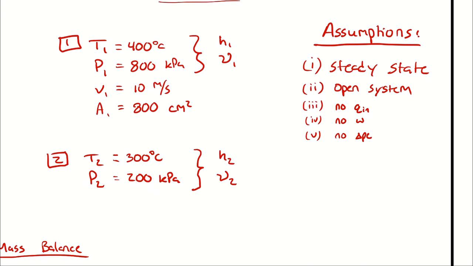So in state 1, I had a temperature of 400 degrees Celsius and a pressure of 800 kilopascals. The easiest way to fix state 1 is probably to look up the saturation temperature corresponding to the pressure or the saturation pressure corresponding to my temperature and compare one to the other. So I will use my pressure to look up a saturation temperature at that pressure, and I will compare my temperature to that saturation temperature.